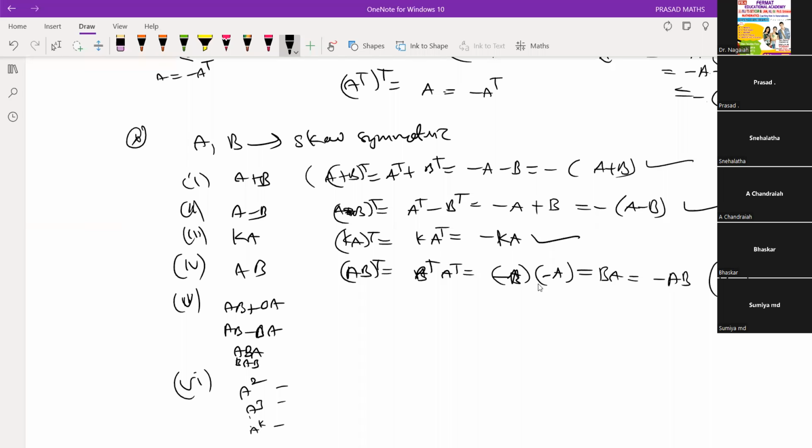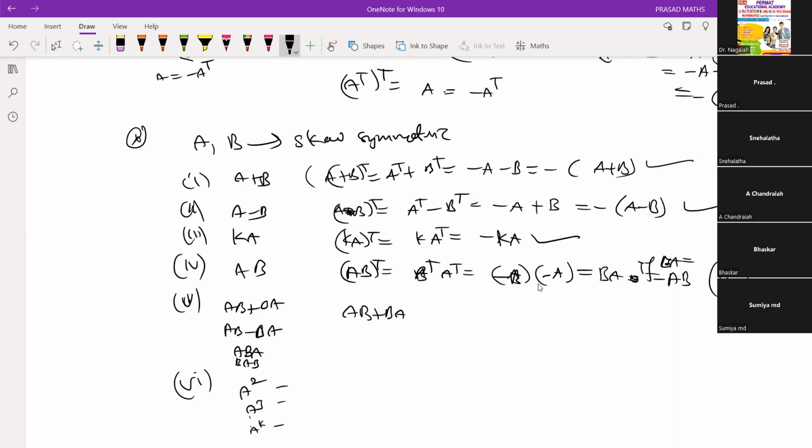Need not be, right? So therefore, all matrices may not be anti-commutative. So in general, AB may not be skew symmetric. But if BA is equal to minus AB, they are anti-commutative. If BA equals minus AB, then AB is skew symmetric. Is it clear? In general AB may not be skew symmetric, but if BA is equal to minus AB, then AB is skew symmetric.